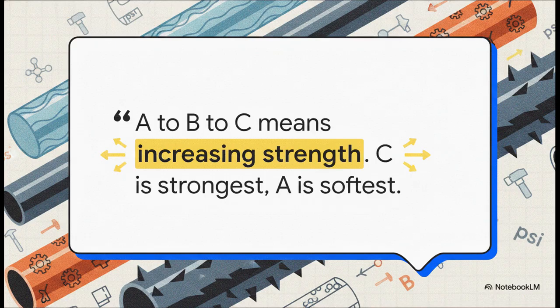Because of this trade-off, Grade B is overwhelmingly the industry standard. It hits that perfect Goldilocks middle ground. It gives you a really robust 60,000 psi tensile strength while maintaining enough ductility and weldability for your standard fabrication work.